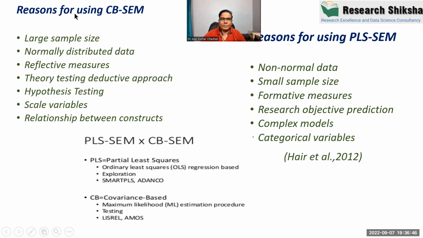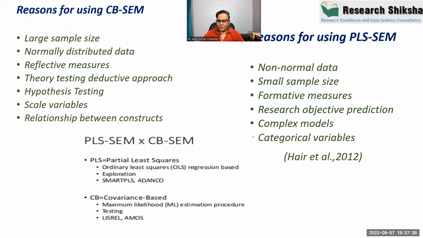So why are we using CB-SEM? Large sample size, normally distributed data, only reflective measures, theory testing approach, hypothesis testing, only scale variables, relationship between the constructs you want to see. And PLS-SEM: non-normal data, small sample size, formative measures, research objective is prediction, complicated models, categorical variables. So these are the differences or the objectives of using PLS and CB-SEM.